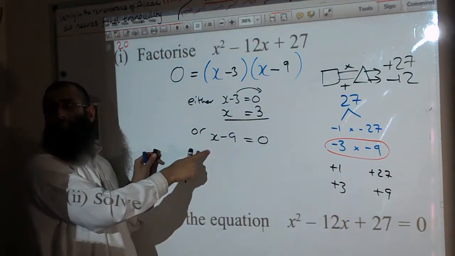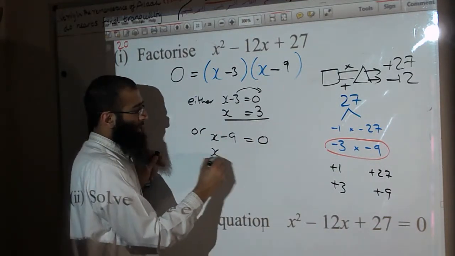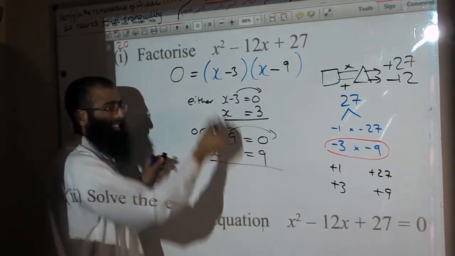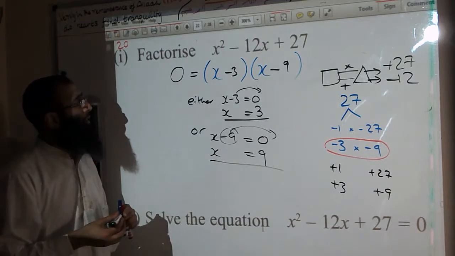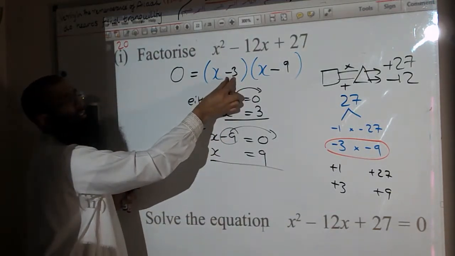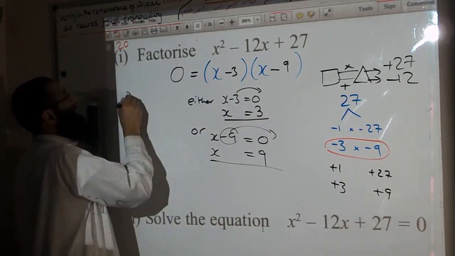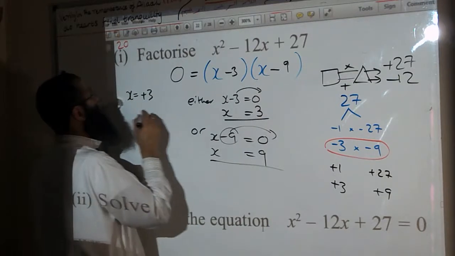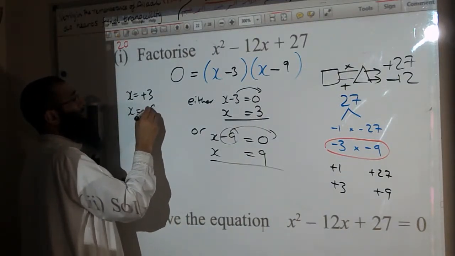So what will be the value of x then? x has a value of the opposite of minus 9, which is plus 9. This is in a sense the long way of doing it. Let me just show you the quick way. In this kind of situation, what's the opposite of minus 3? Plus 3. That's the first answer. What's the opposite of minus 9? Plus 9, the second answer. How long does that take?